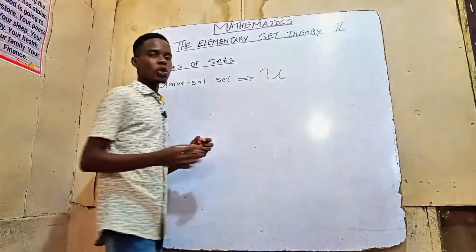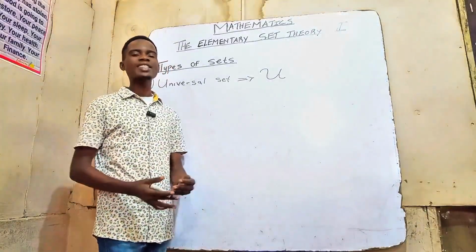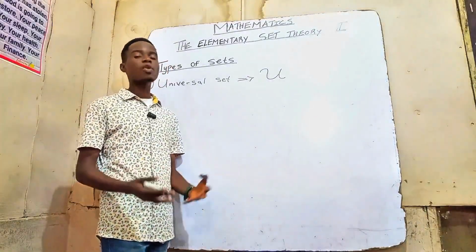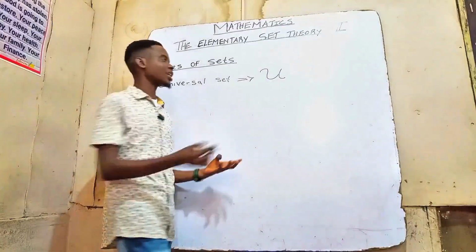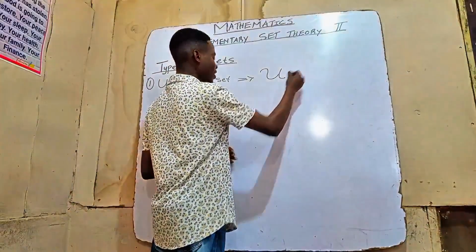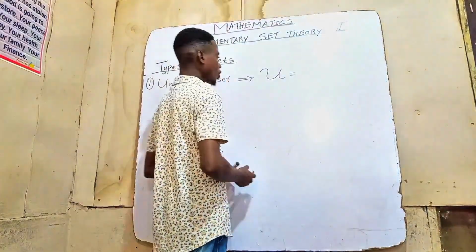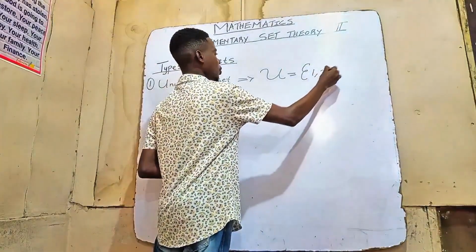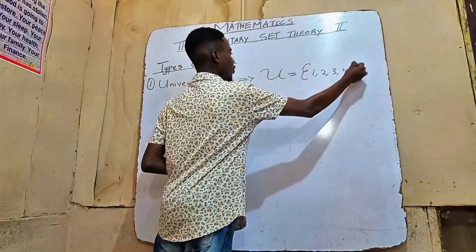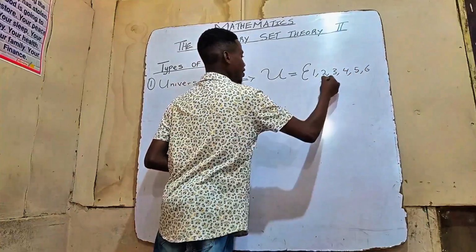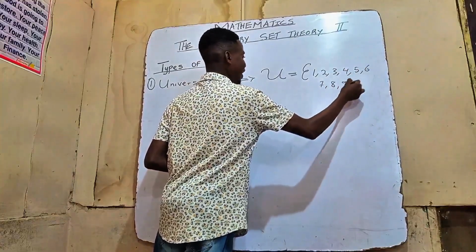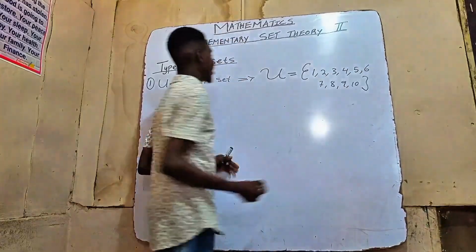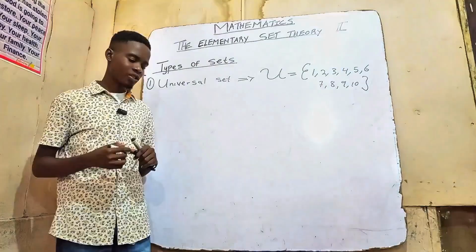So, if you are considering the set of integers from 1 to 10, your universal set will have this: 1, 2, 3, 4, 5, 6, 7, 8, 9, and 10. So this is what the universal set is all about.